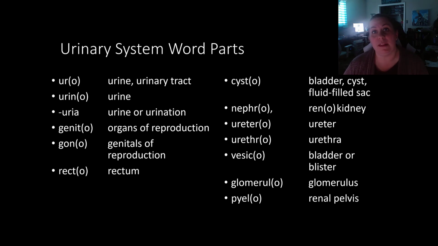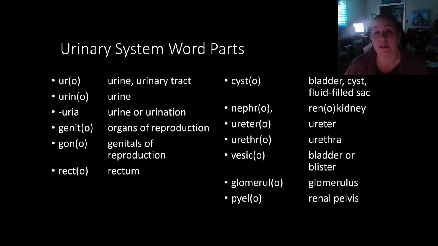Nephro is going to be the part with the kidney, and reno also goes with kidney. So you kind of have two terms that go along with kidney. Uretero, which is the ureter. So this is going to be the connection from the kidney to the bladder. And then the urethra is going to be from the bladder to the outside world, the urethra.